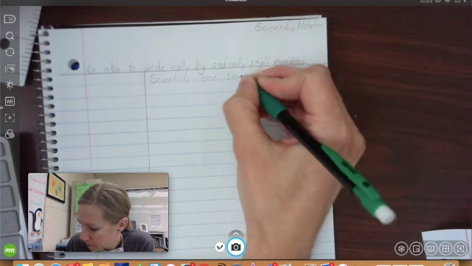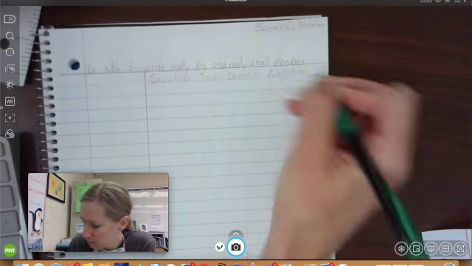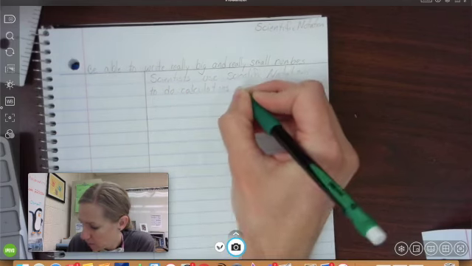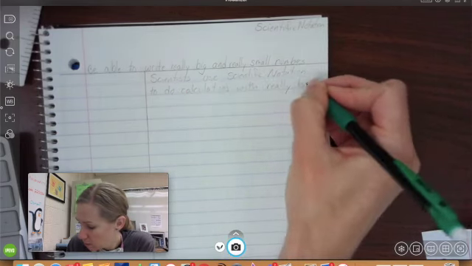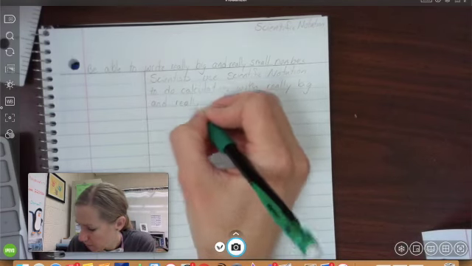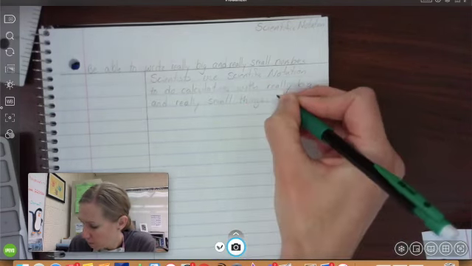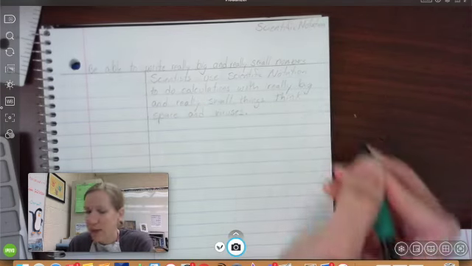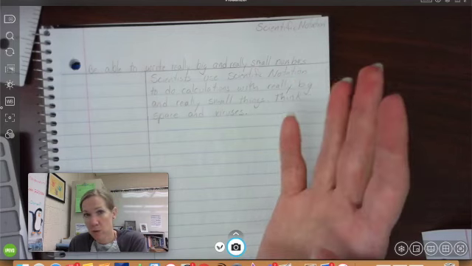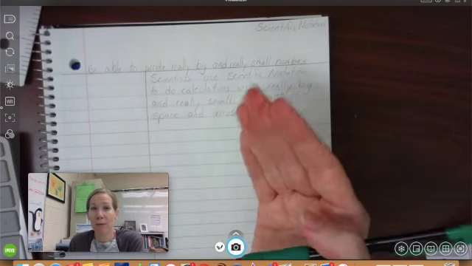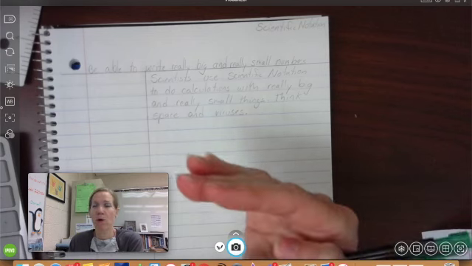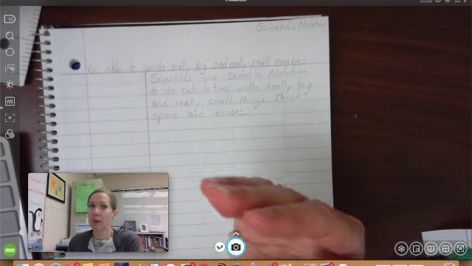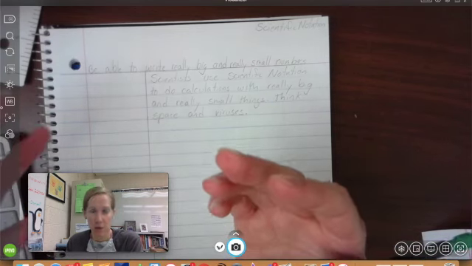Scientists use scientific notation to do calculations with really big things. So I like to think of space, like traveling through space. If we're going to explore Mars and we're talking about the distance from Earth to Mars and the amount of fuel and the amount of oxygen that we'll need, we're going to be dealing with really large quantities. So we're going to need to use scientific notation.